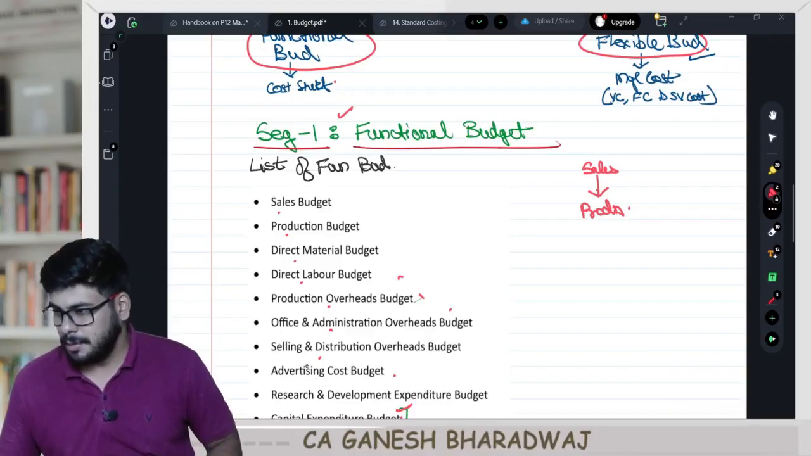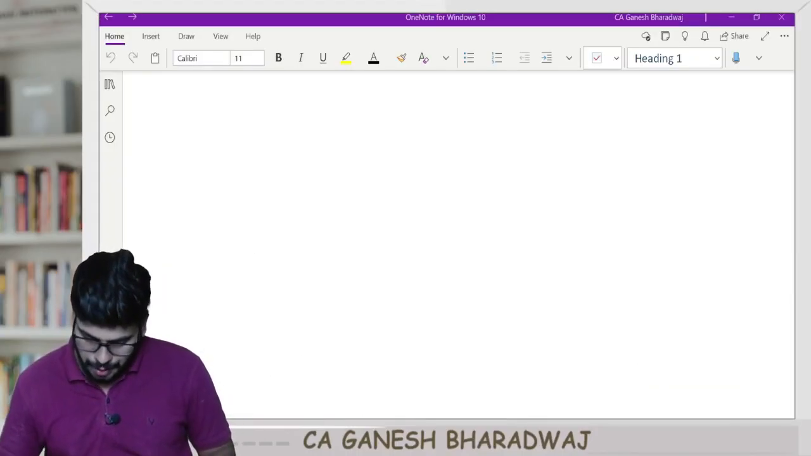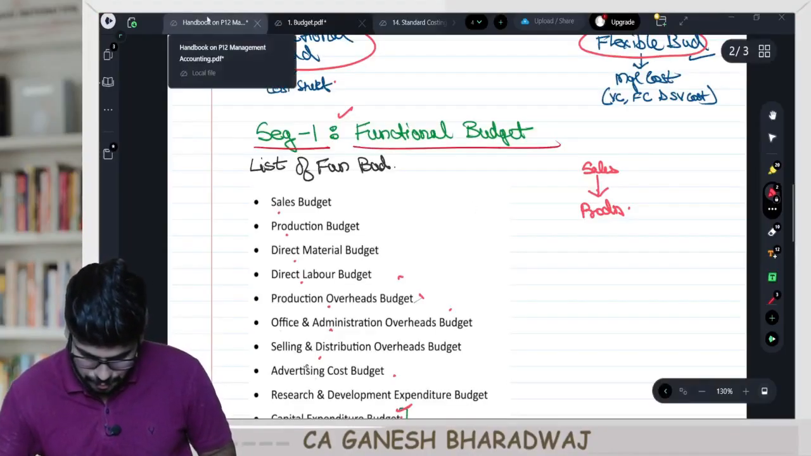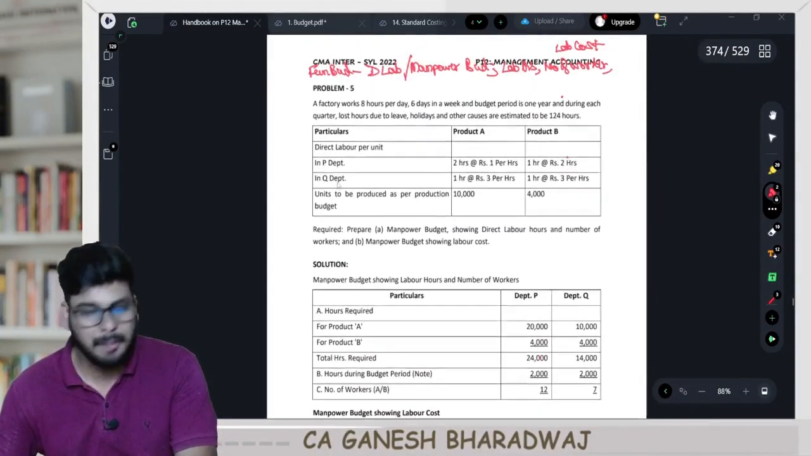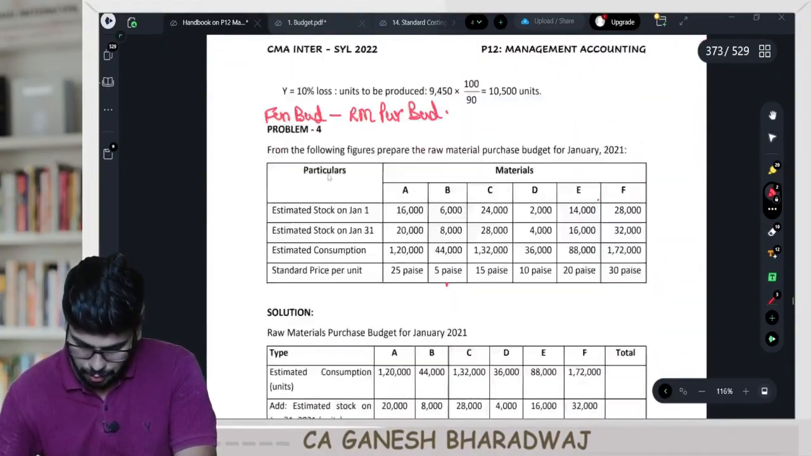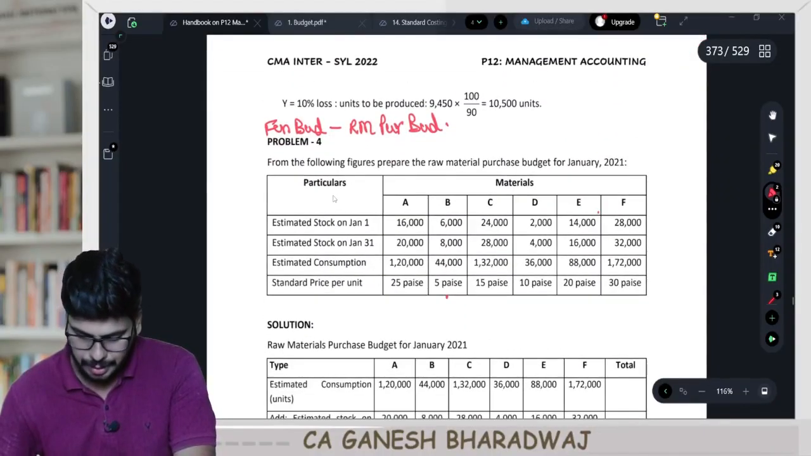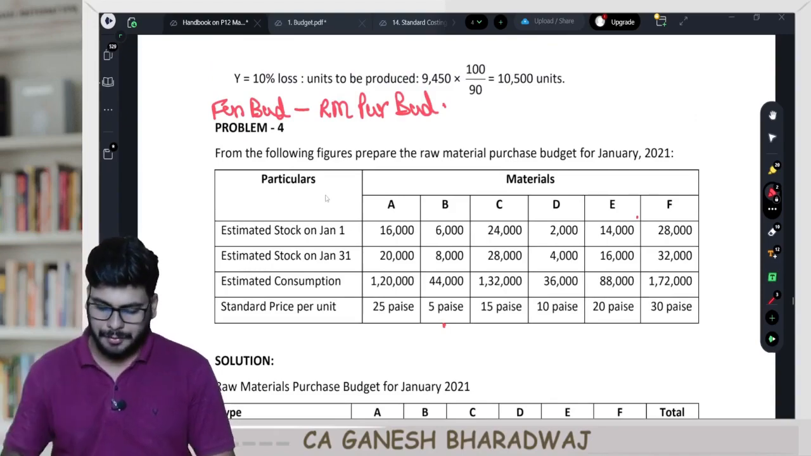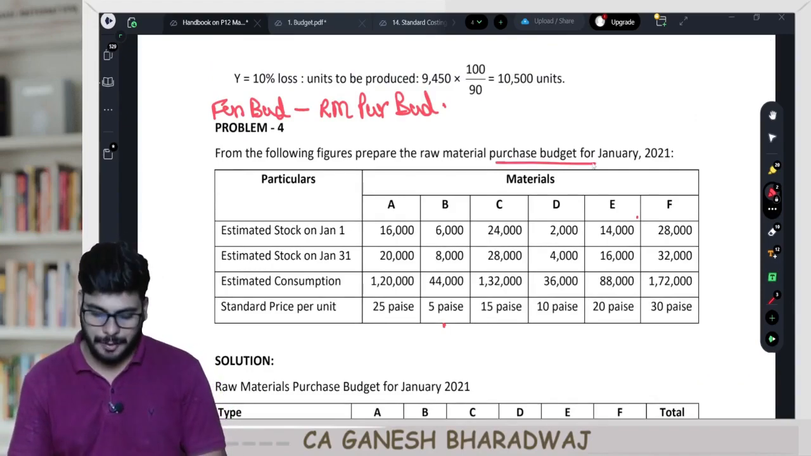Right. Now let's move to one numerical problem. One second. This is the handbook we use in our regular lectures. One second, I'm taking the question number. Yes. First we will do one raw material purchase budget. Now look at this. From the following figures, prepare a raw material purchase budget for Jan 2021.